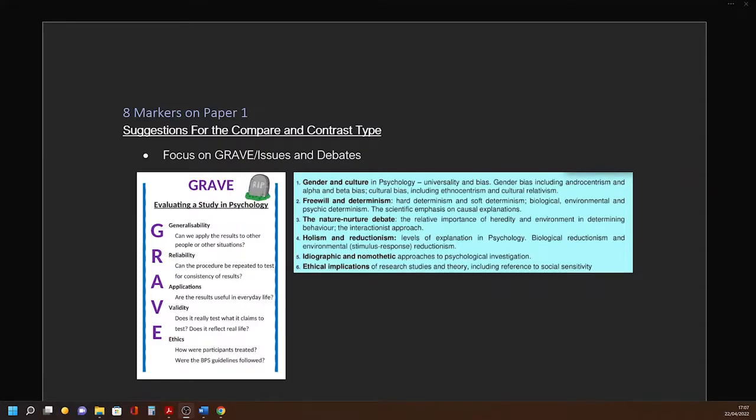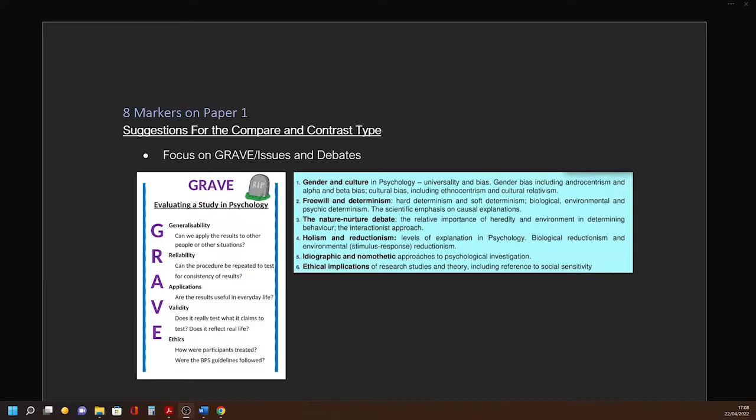I just wanted to do a short video about how to answer the 8 markers in paper 1. I think we've already talked about how to answer the 10 marker. We spent a significant amount of time on it. But sometimes 8 markers get a little bit overlooked, so I just wanted to discuss these as a way of reminding people just before they sit their exam next week.